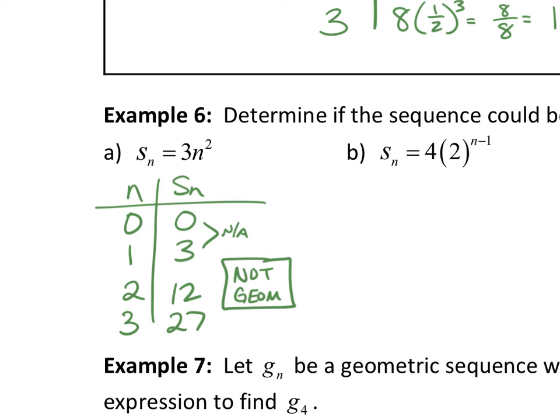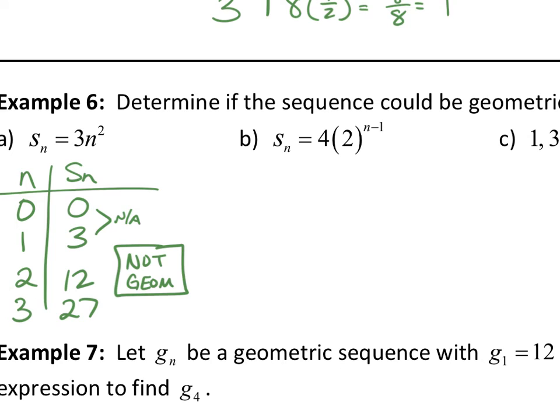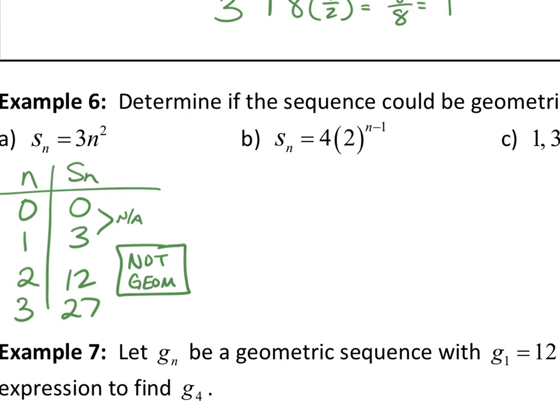I'll do part B with you just because it's a little bit different. It has an n minus 1 in the top, which makes it look weird, but it's just the same. So again, we have n and we have s sub n. If we plug in 0, this is like 4 times 2 raised to the 0 minus 1 power. What's 0 minus 1? Negative 1. What's 2 to the negative 1 power?